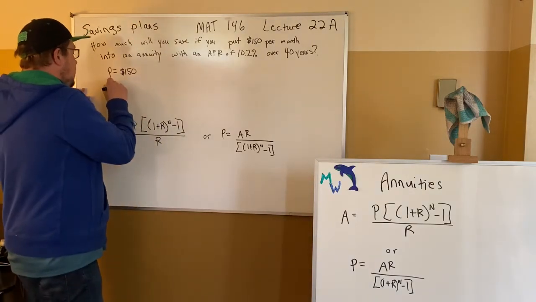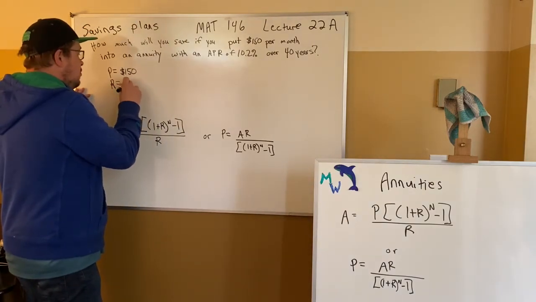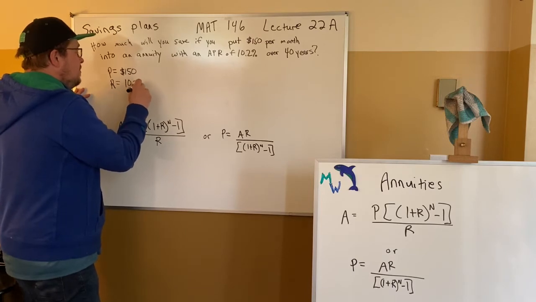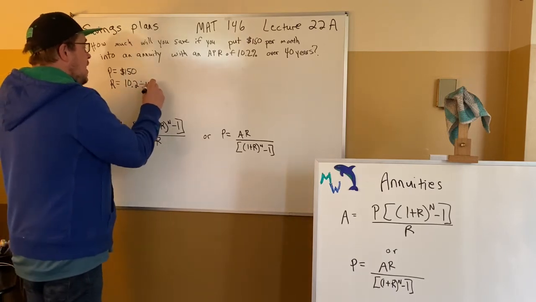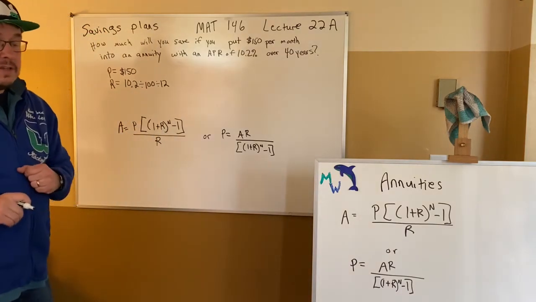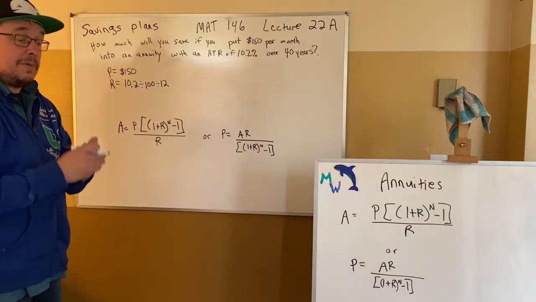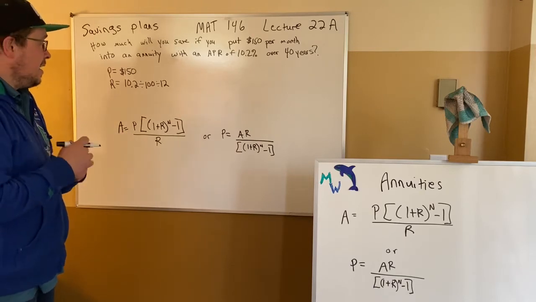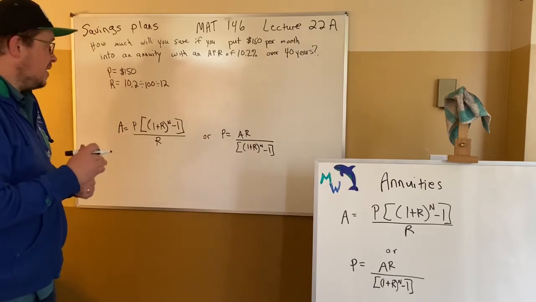APR is going to help me get the R. Here's the APR of 10.2. That cannot go in. I need to divide it by 100 for percent. And then because it's monthly, I have to divide by 12. That makes sure I slice down the APR to a smaller amount that's going to be applied to the existing balance every time I have a new period, which in this case is every month.